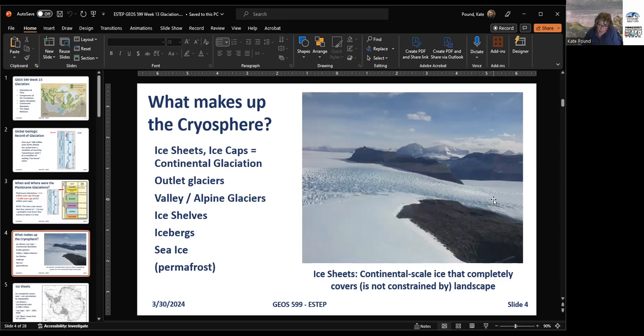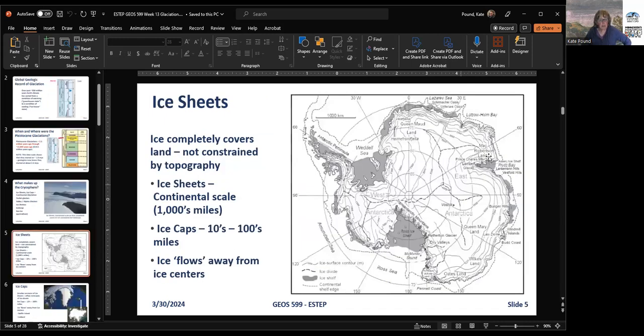So ice behaves kind of like water, except it's frozen water, and it will move by gravity down steep slopes, and it will crack and break and fracture to make a really highly crevassed area as it moves downslope through the mountains. So let's dive into exactly what ice sheets are.